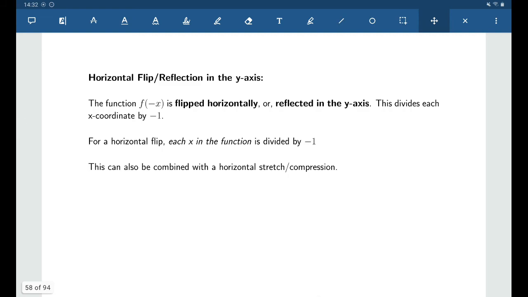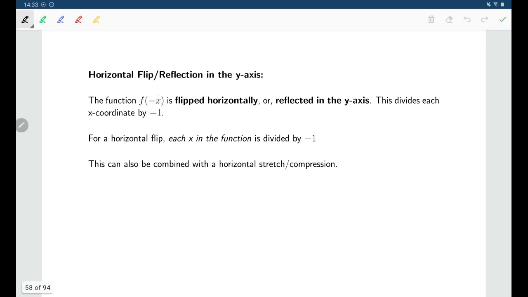And then finally, the last transformation, that would be horizontal flips, reflecting things in the y-axis. And so not a surprise here, when it was the entire function having a negative applied to it, that was reflecting things in the x-axis. When it's just the x's with a negative applied to them, that's a reflection in the y-axis.